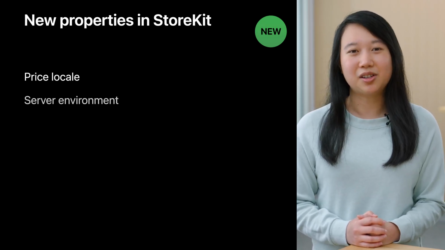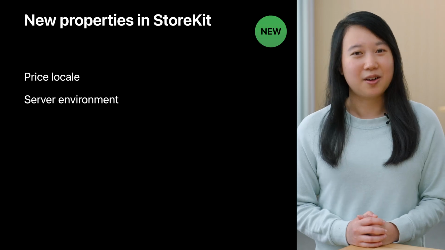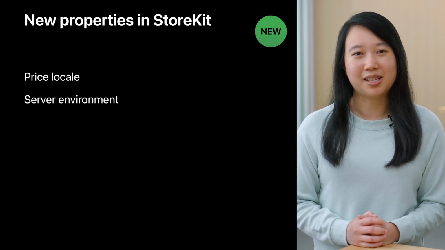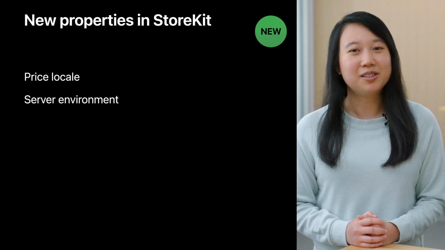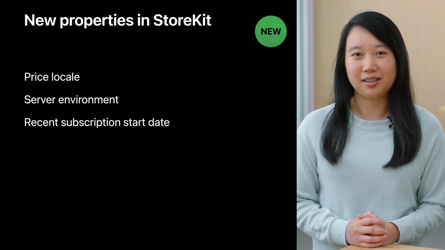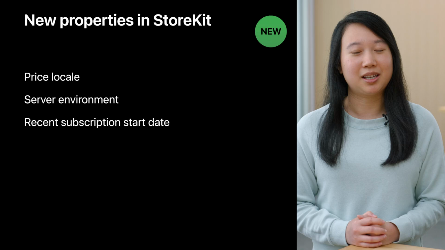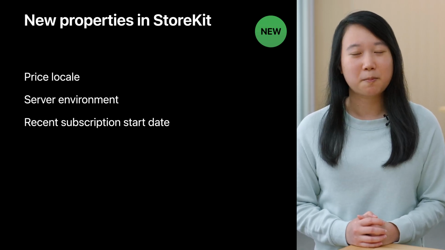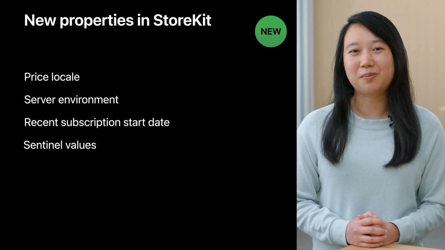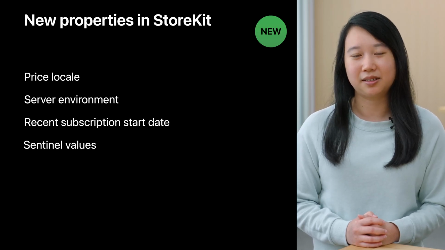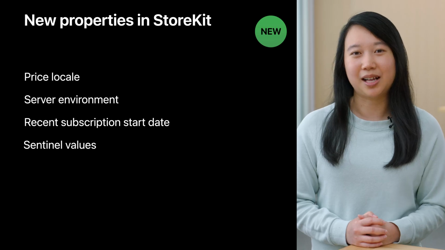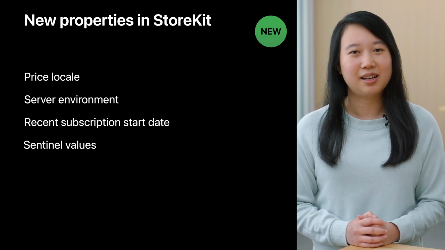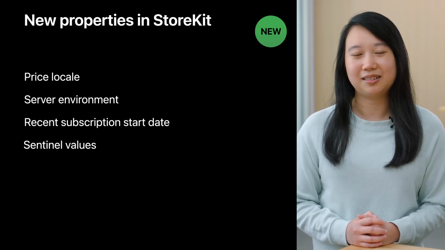Next, I'll dig into the server environment property. Now, you can tell the server environment a transaction or renewal info occurred in. Then, I'll move on to the recent subscription start date property. You can use this as a tool to make informed decisions for your customers based on their subscription patterns. And lastly, I'll go over some special considerations for these properties when you're using them with StoreGate testing in Xcode. These properties return Sentinel values in older operating systems, and I'll explain what this means in just a bit.